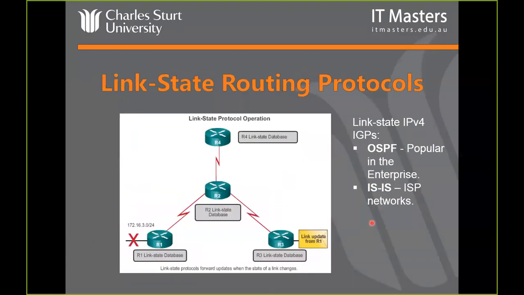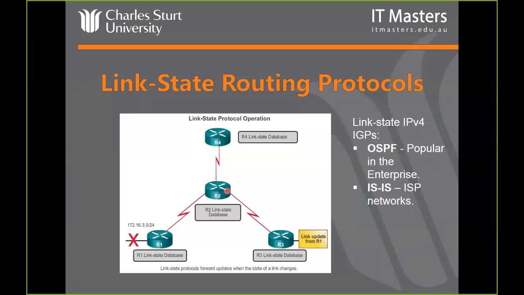Link state routing protocols, on the other hand, build up a topology, or an idea of all the links that they know about. So each router here, routers 1, 2, 3, and 4, in its own link state database will build up knowledge of all the links it has access to. Router 2 has 3 links, router 4 has 1, router 1 has 2, router 3 has 1. There's a link update from router 1 there. So each one builds up that knowledge of all the links that it knows about and all the links that its neighbors know about. They share this information around.